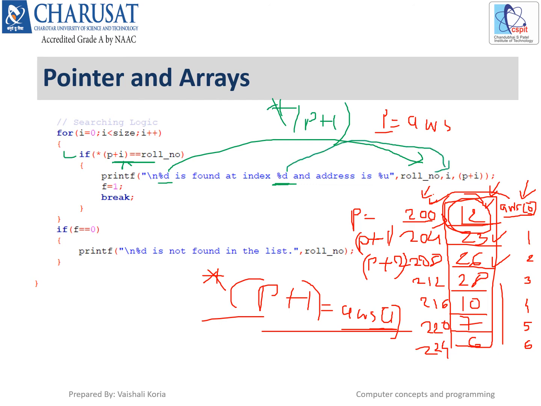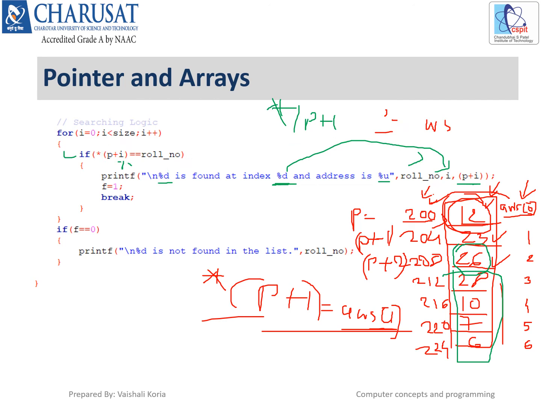And the address at which the value is found is stored in p plus i, so we can print that address here. This message would be printed if the element is found. Now suppose at the second index we have found the element, suppose the roll number value is 26. Then there is no need to check the remaining part of the list.